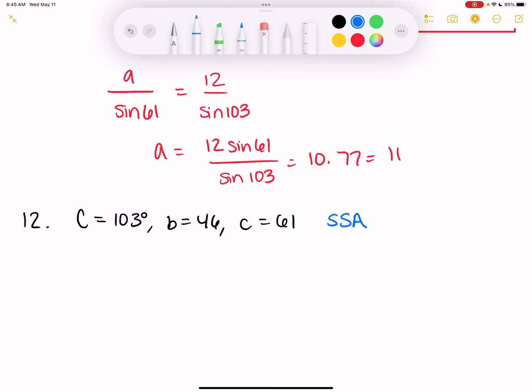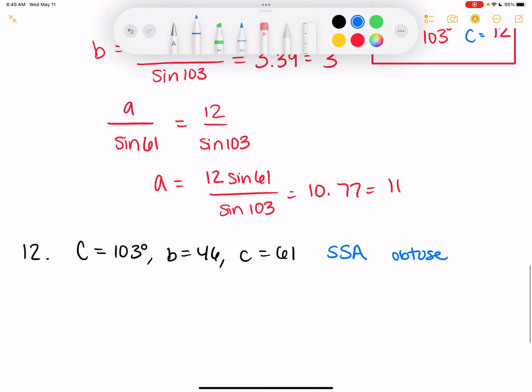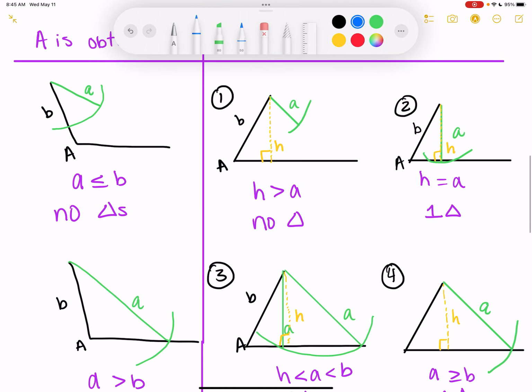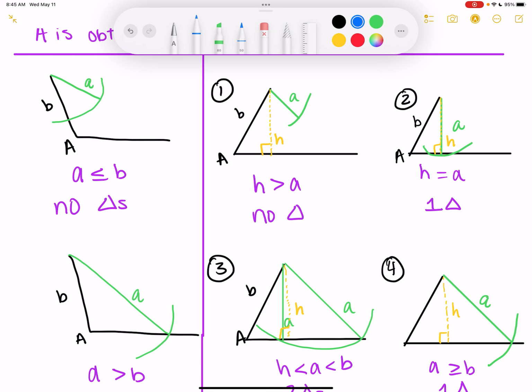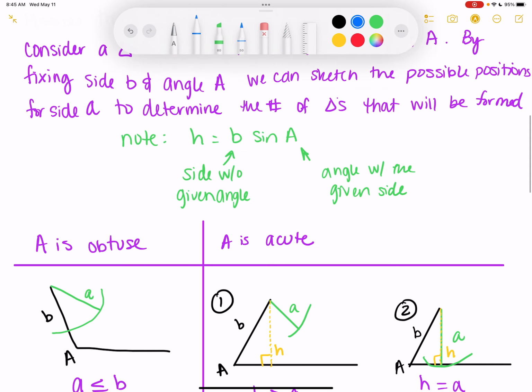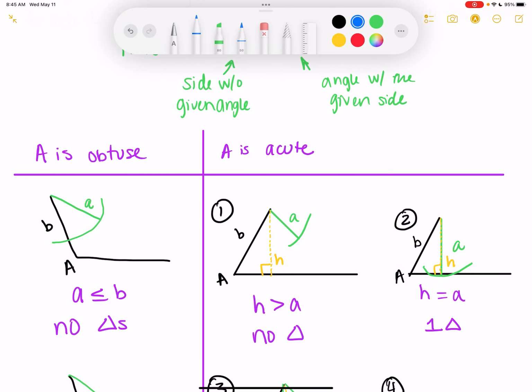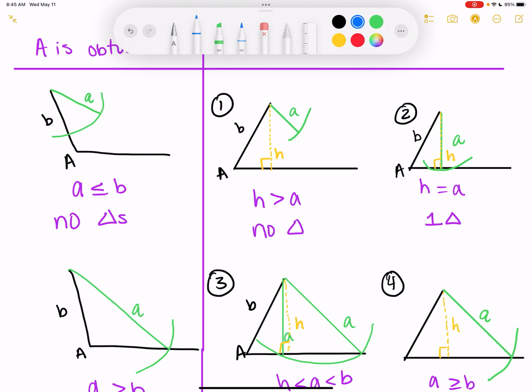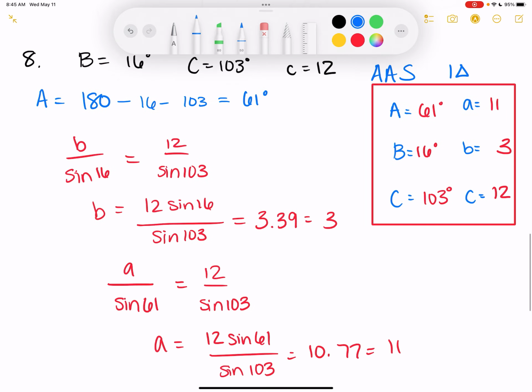Side angle, and it's obtuse. So we need to look at side angle for obtuse. We need to know if A is less than or equal to B, or A is greater than B. We were given C and B. In this one, I was given angle A and side A. So it's going to be C is less than or equal to B, or C is greater than B for our particular problem. Okay, so C is greater than B, the one triangle.